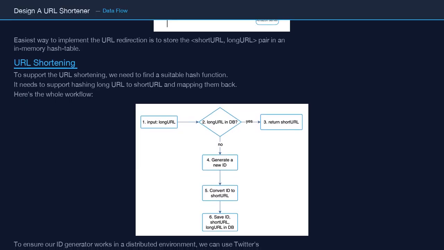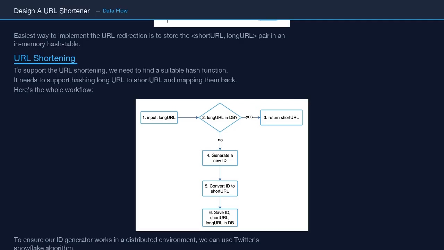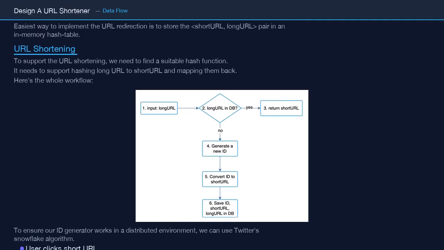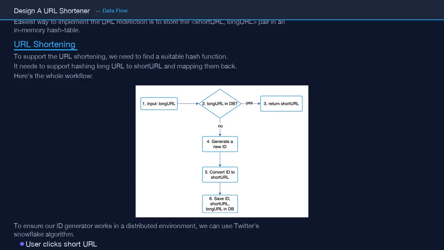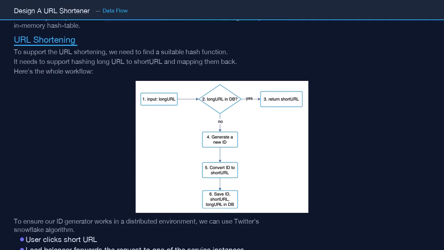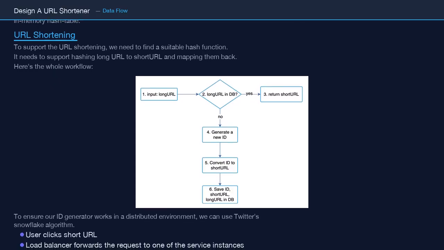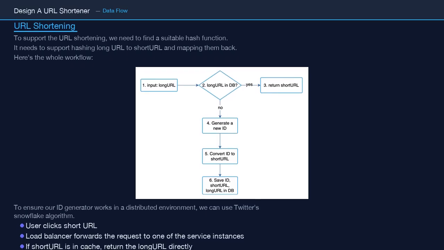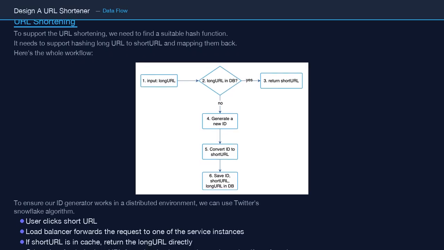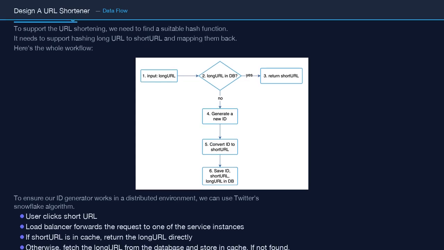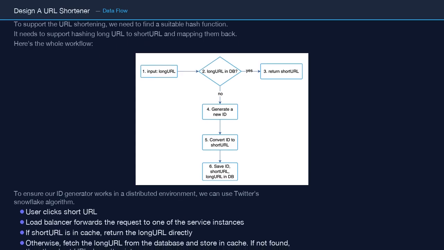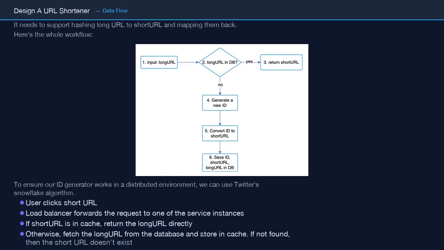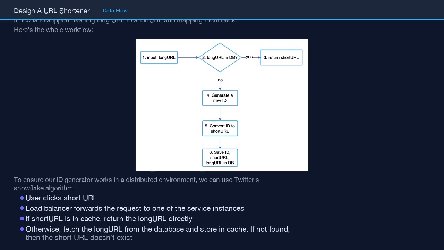On the read side, when a user clicks a short URL, the request first hits a load balancer, which forwards it to one of the available service instances. The service then checks the cache. If the short URL is already cached, the corresponding long URL is returned immediately without touching the database. If it's not in the cache, the service fetches the long URL from the database and stores it in the cache for future requests. And if no record is found at all, that simply means the short URL doesn't exist.